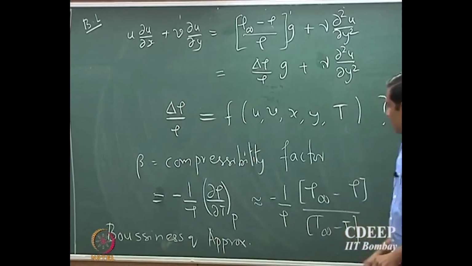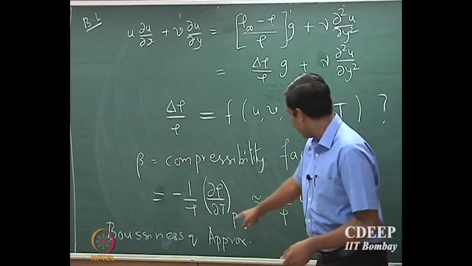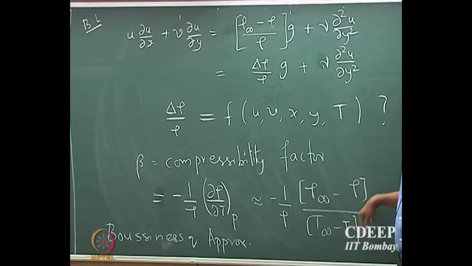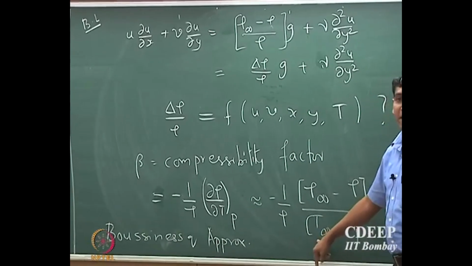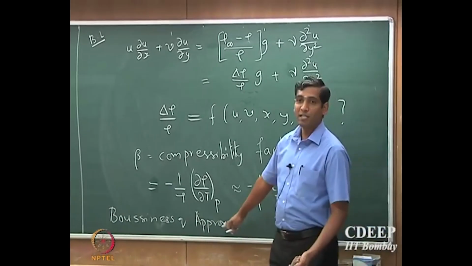Approximating the density gradient d rho by dT as simply the difference in the bulk and the local density divided by the difference in the bulk temperature and the local temperature. That is what is called the Boussinesq approximation.